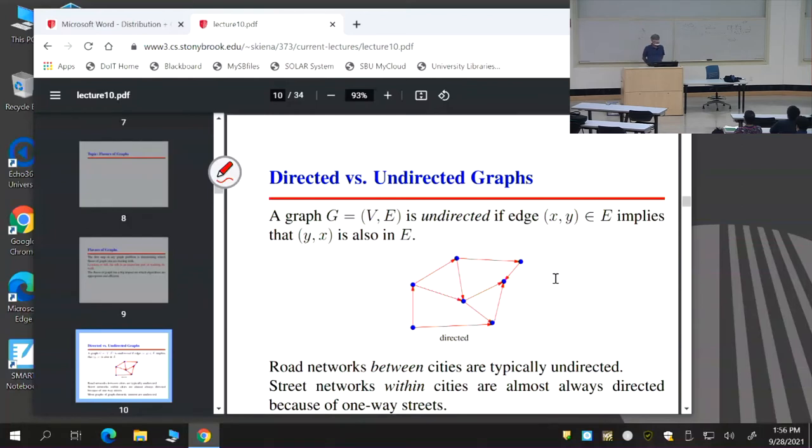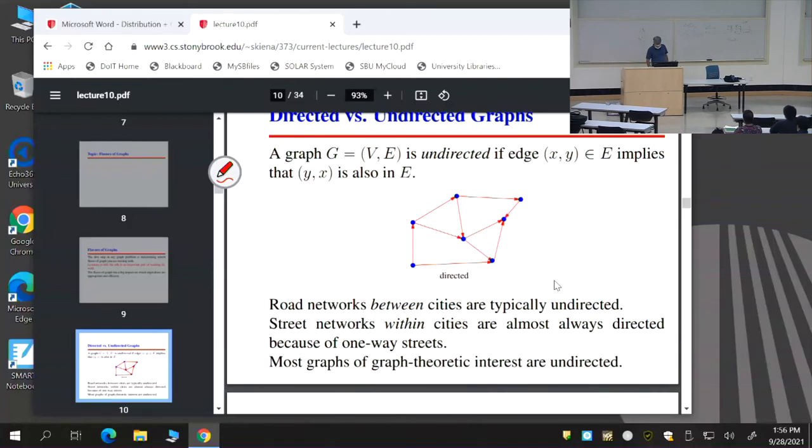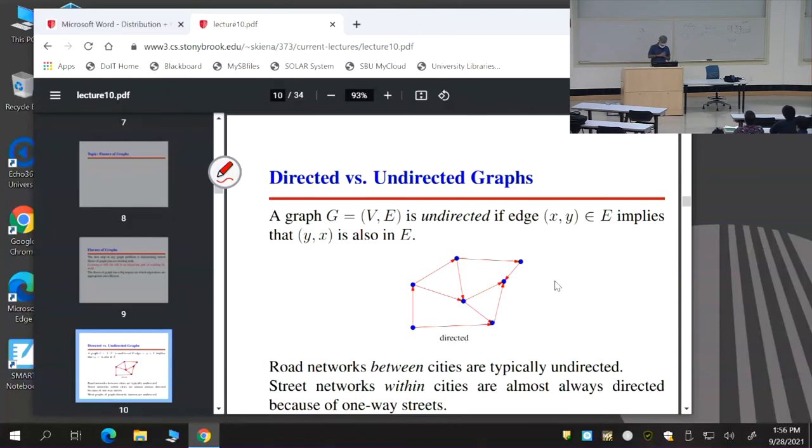The first thing I ask whenever I have a network or a graph is whether it is directed or not. We say a graph is undirected if edge x comma y implies that y, x is also in the graph. So in this graph, every edge has an arrow on it, right? That arrow signifies direction. This is a directed graph. Edges that go both ways make an undirected graph.